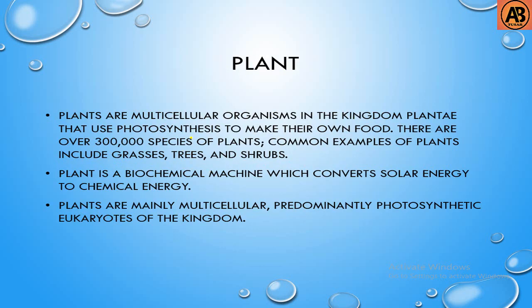Then plant. What is plant? Plants are multicellular organisms in the kingdom of Plantae that use photosynthesis to make their own food. There are over 3 lakh species of plants. Common examples of plants include grasses, trees, and shrubs. A plant is a biochemical machine which converts solar energy to chemical energy. Plants are mainly multicellular, predominantly photosynthetic eukaryotes of the kingdom.